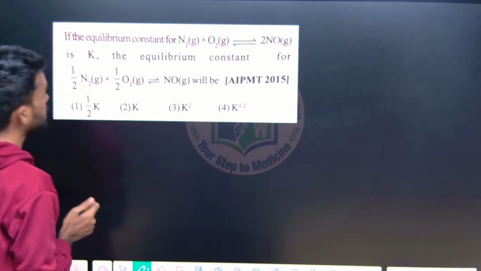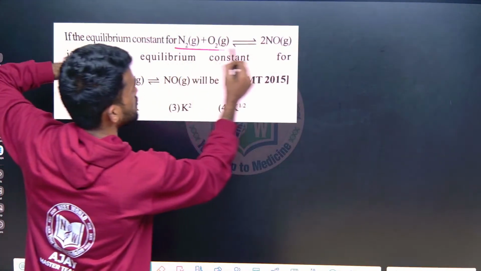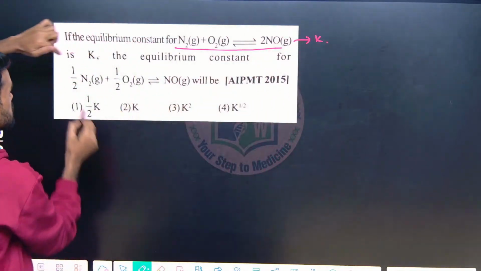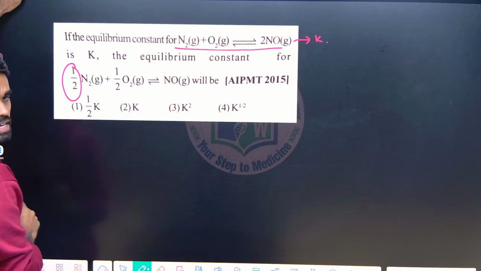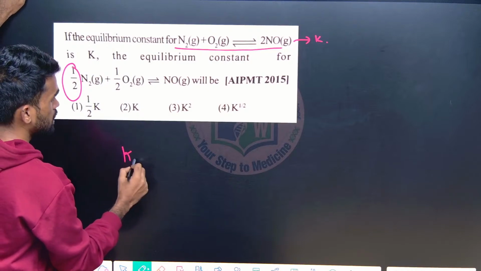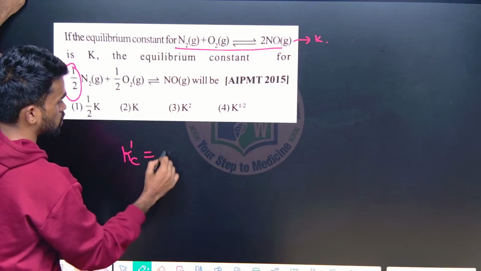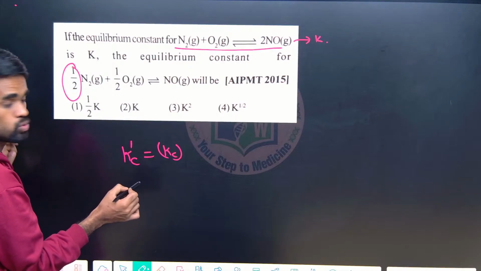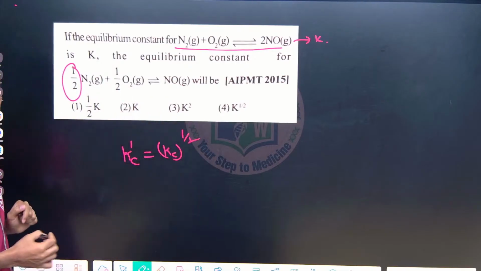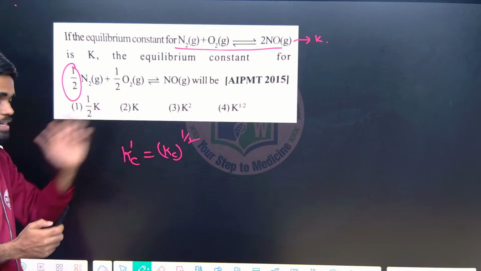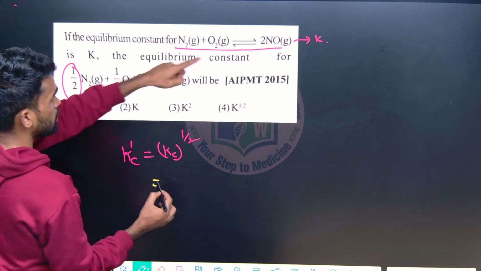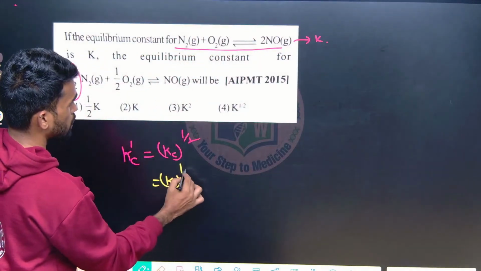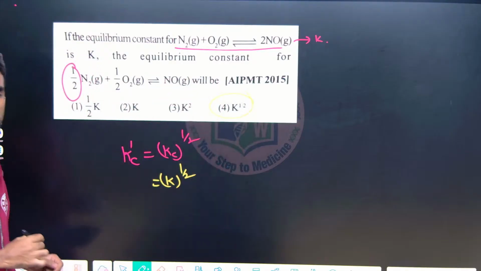So what it is saying, see the reaction is given like this. Now further they are saying the equilibrium constant is K. Now the same reaction is divided by 2. So now what happens? Its equilibrium constant, if it is divided by 2, Kc dash is equal to Kc to the power of whatever number they have used here. They divided by 2, so you take that number here, 1/2. Whatever the stoichiometric coefficient is, take that here. So here what will be the value? The equilibrium constant is given as K to the power 1/2. So we have option number 4 as our answer here.